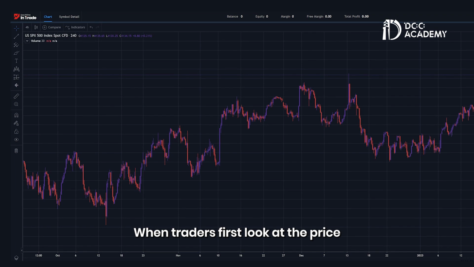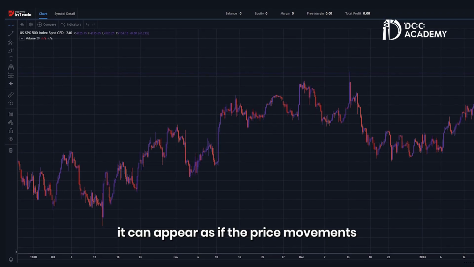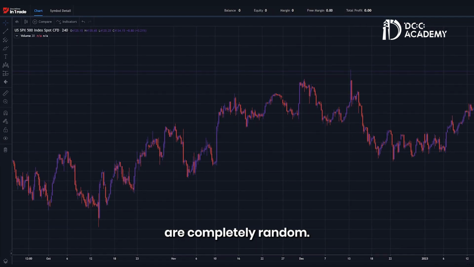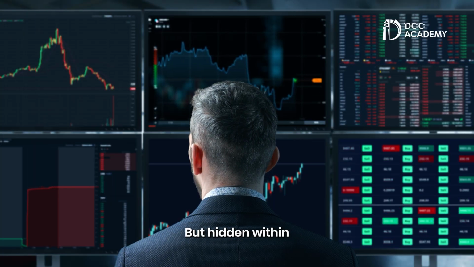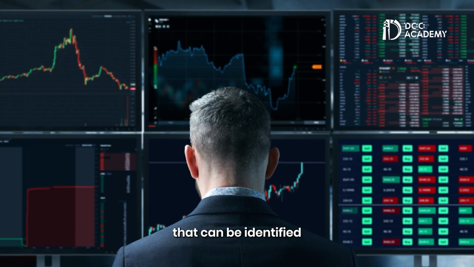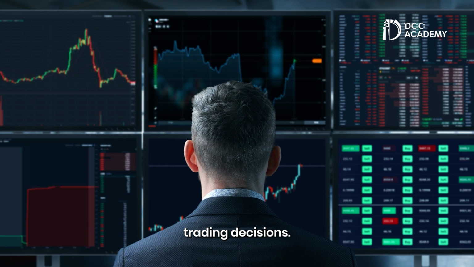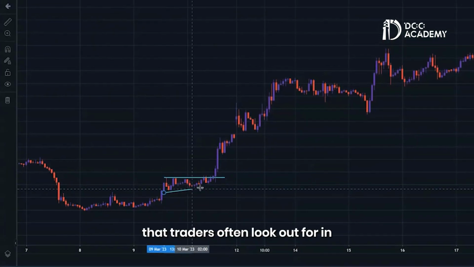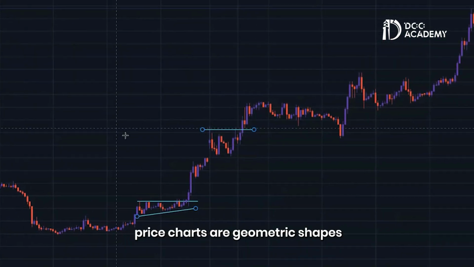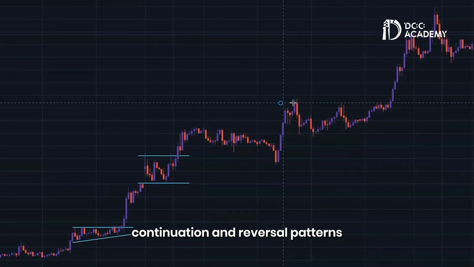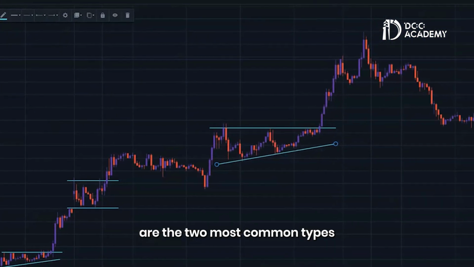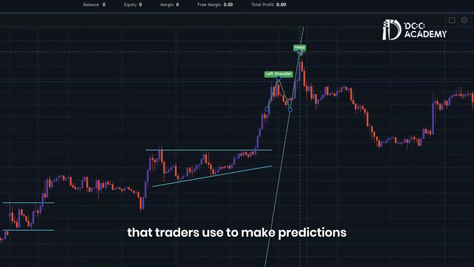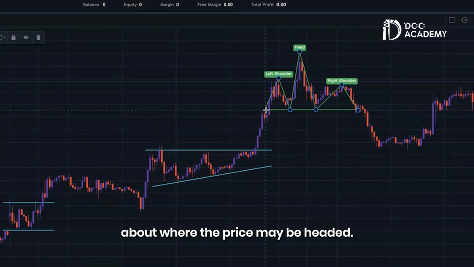When traders first look at the price chart of an asset, it can appear as if the price movements are completely random. But hidden within these movements are patterns that can be identified and used to make informed trading decisions. A common pattern type that traders often look out for in price charts are geometric shapes. Continuation and reversal patterns are the two most common types of geometric patterns that traders use to make predictions about where the price may be headed.